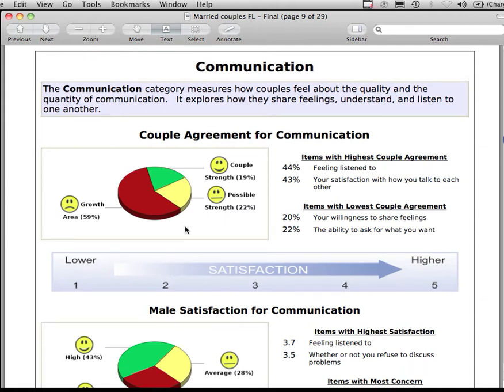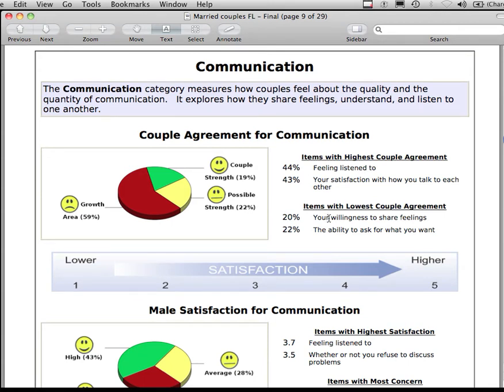Now we remember from the earlier chart, communication was a growth area for 59%. This is another way to look at it here in this pie chart. 59% of this sample had communication as a growth area, only 19% as a strength, and 22% as a possible strength. Over here we show what were the items within communication. Remember there's 7 statements within each category. So the item with the most agreement, 44% of the time, was feeling listened to, and generally some satisfaction with how they talk to each other.